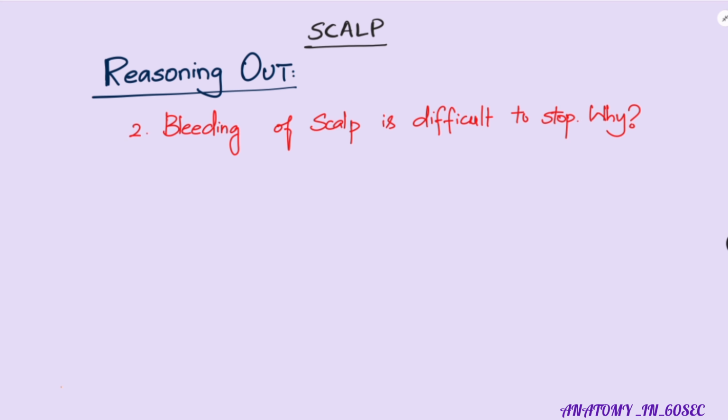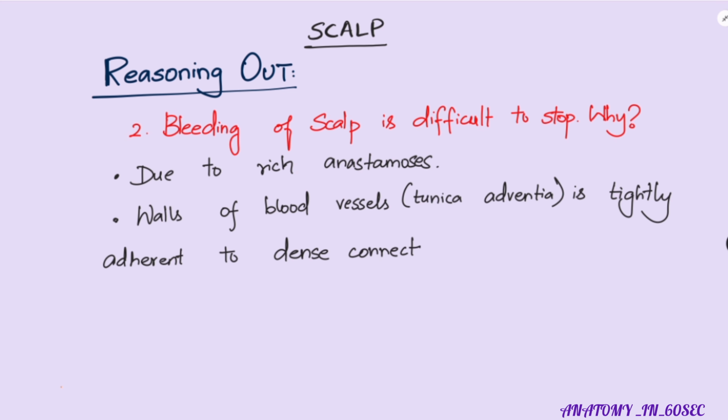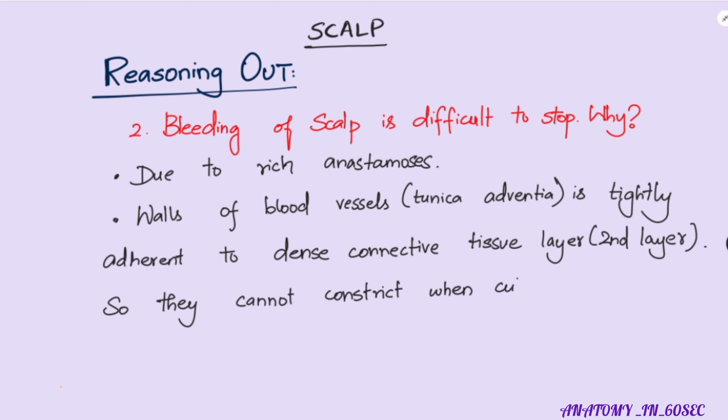Second one is bleeding of scalp is difficult to stop. Why? It is due to the rich anastomosis. And the walls of the blood vessels, tunica adventitia is tightly adherent to dense connective tissue layer, that is. So they cannot constrict when cut. So direct pressure over scalp is needed to stop bleeding.